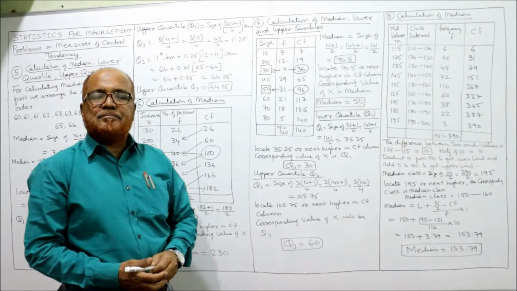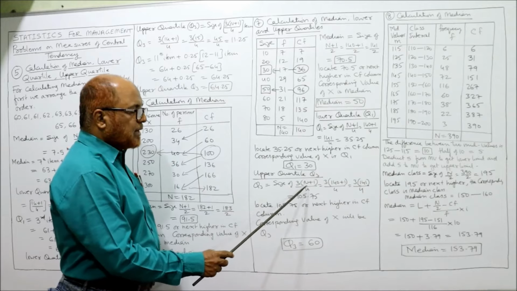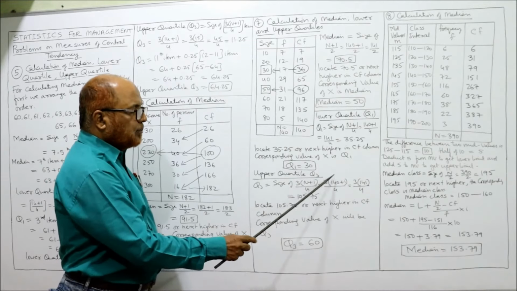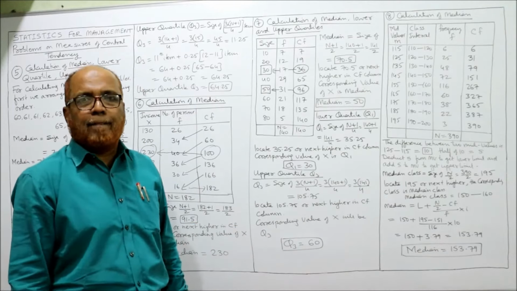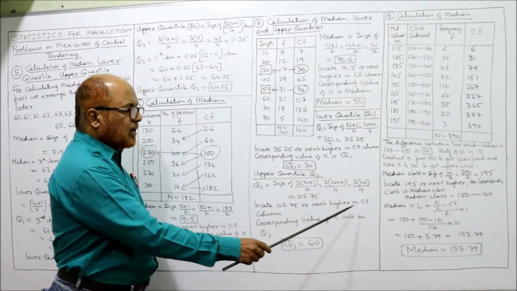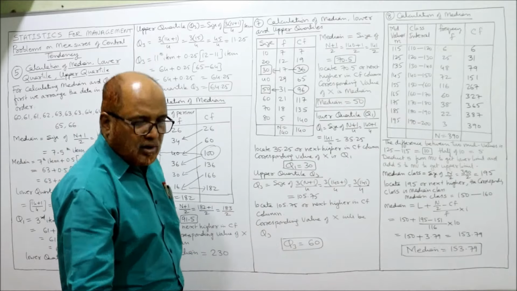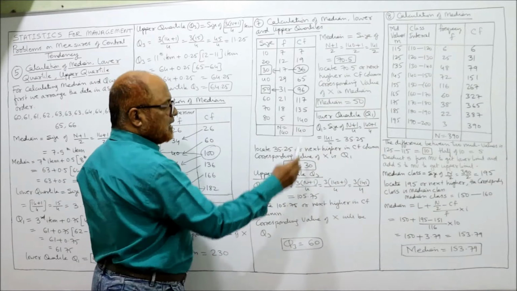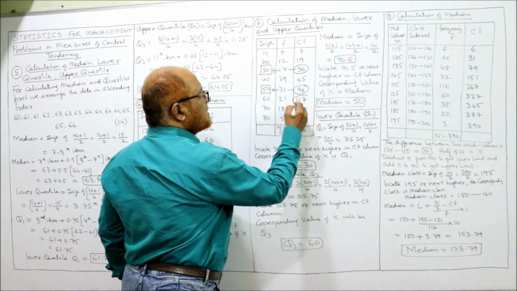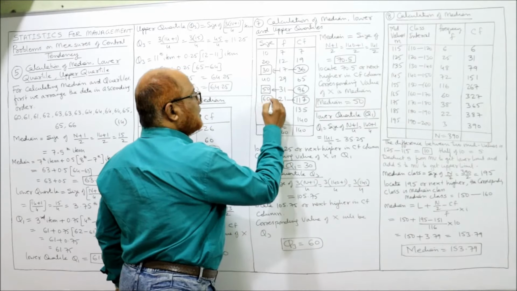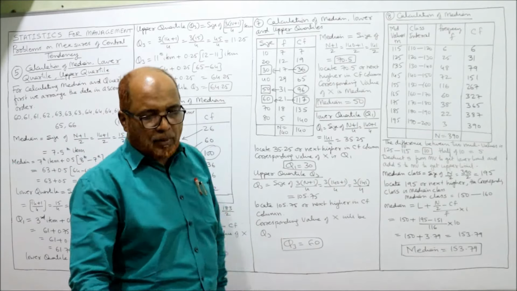Now upper quartile, Q3. The Q3 is equal to size of 3 into n plus 1 by 4. 3 into 140 plus 1 divided by 4. 3 into 141 by 4. 105.75. Now locate 105.75 or next higher in CF column. Corresponding value is Q3. 105.75 or next higher. If you see here, it is 117. 117 is the next higher. So corresponding value of 117. This is the Q3. 60. That's it. So, 7 problems completed.